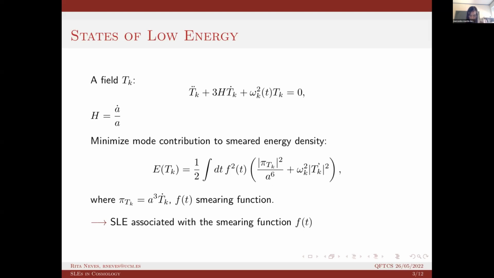The strategy that Olbermann proposes is that, to minimize that quantity, since it is more difficult to manipulate, we minimize its integrand. So we minimize the mode contribution. This will lead us to the state of low energy that is associated with the smearing function, because in general, the resulting state of low energy will depend on our choice of smearing function. So this deserves some thought, because we are introducing an ambiguity here, which is the choice of smearing function.